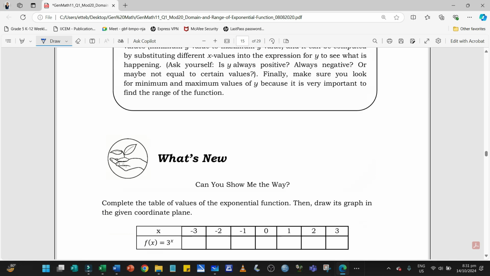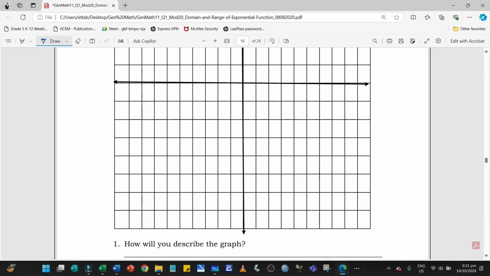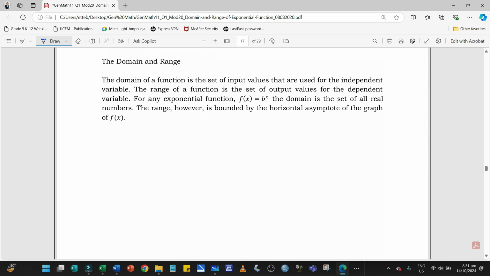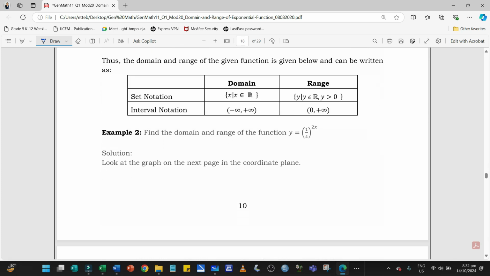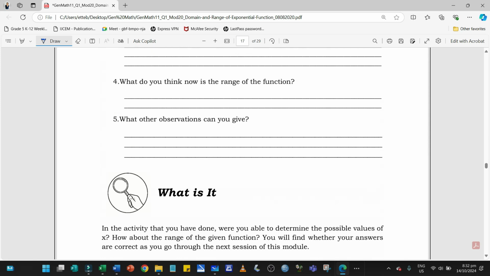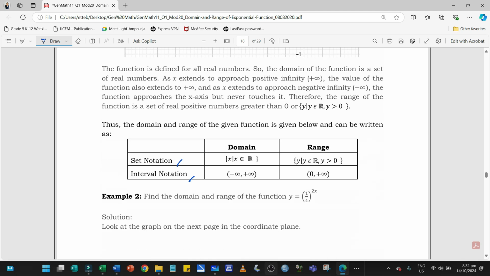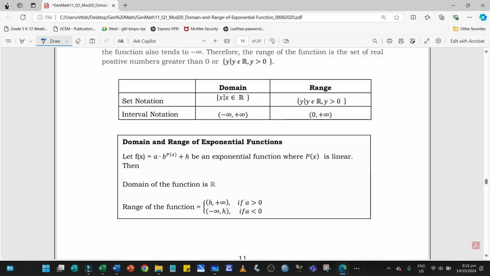And for the range we have negative infinity to positive infinity. Okay, so how is this related to our topic, which is the exponential function? Again, we use set builder notation and interval notation. So for example, the domain and range of an exponential function.